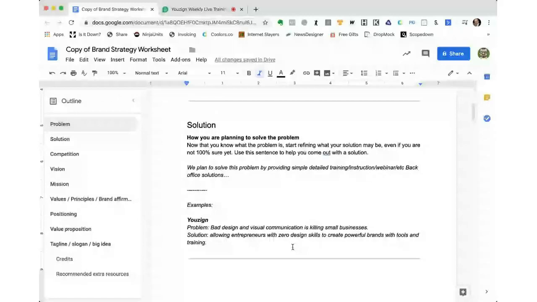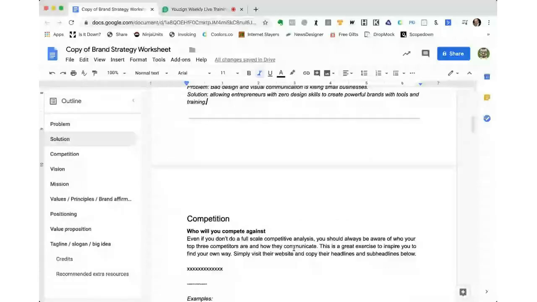The solution. We plan to solve this problem by. And you need to know what the problem is that your business and your brand accomplishes or tackles, and how you plan to tackle it. Everybody good with that? We'll move to the next one.